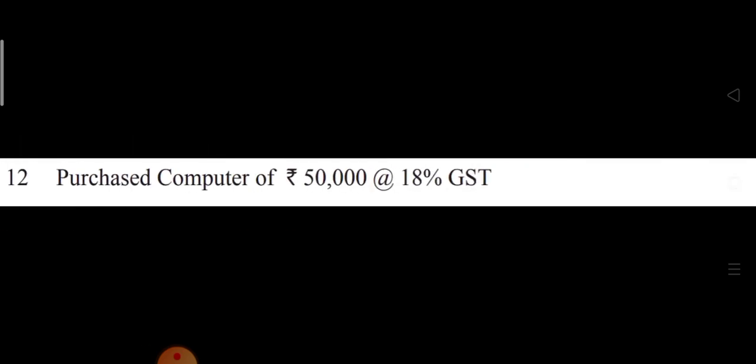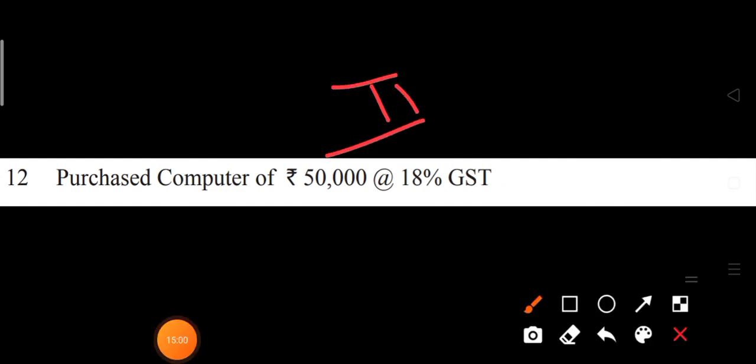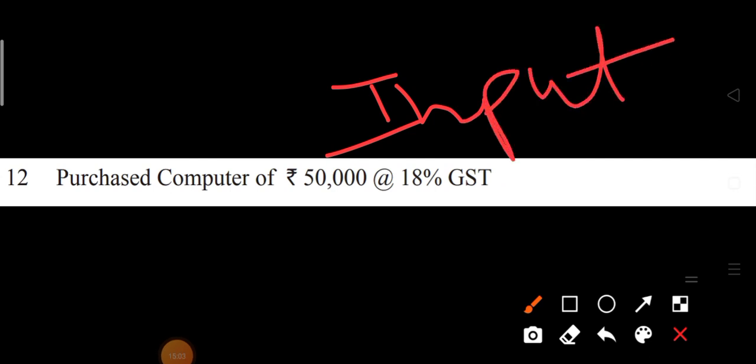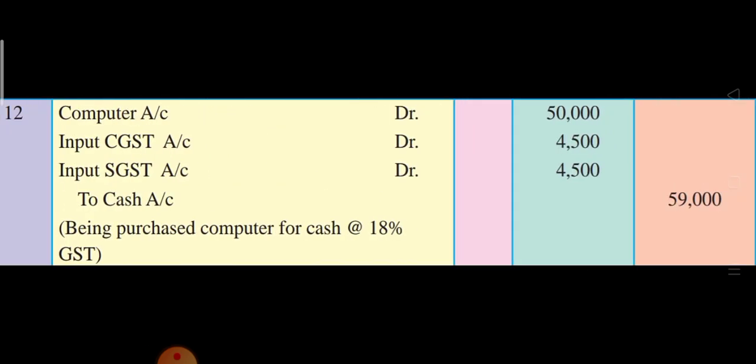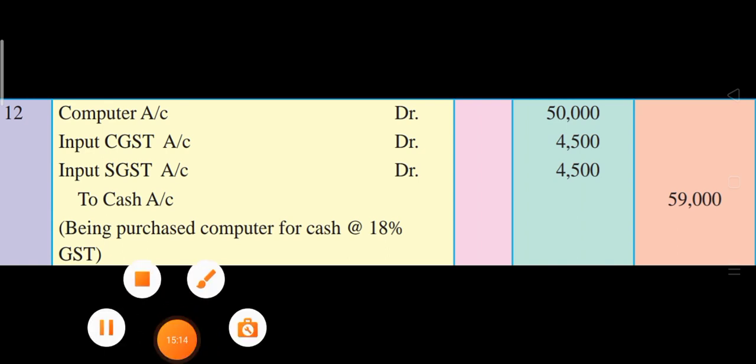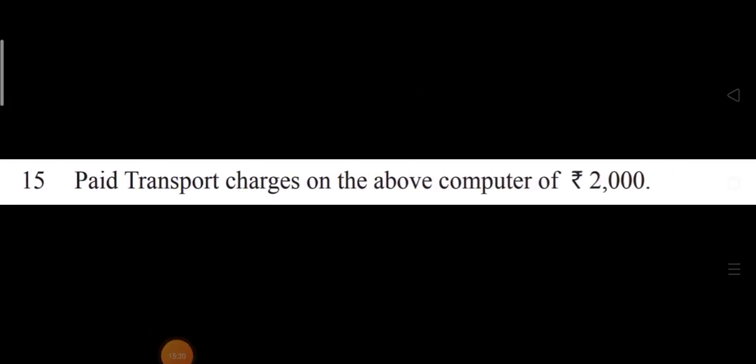Okay, next is purchase computer of rupees 50,000 with 18% GST. Now this GST is which type of GST? It is input GST. Okay, 18% और simple परचेस का एंट्री करोगे, परचेस के नीचे लिखोगे इनपुट CGST एंड इनपुट SGST. See the entry: कंप्यूटर अकाउंट डेबिट 50,000, उसके ऊपर 18% CGST विथ SGST कितना होता है, 4,500, टू कैश अकाउंट 59,000. Is that clear? Okay, let's move on towards next entry.